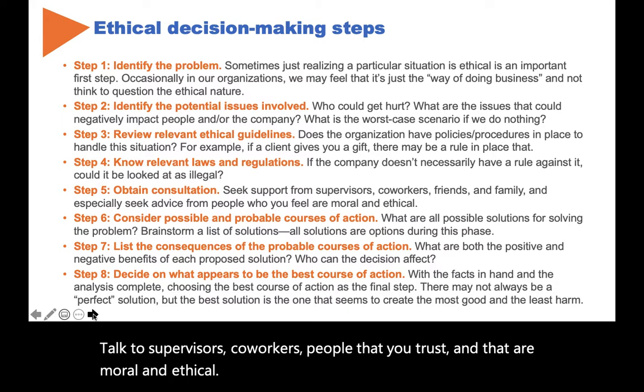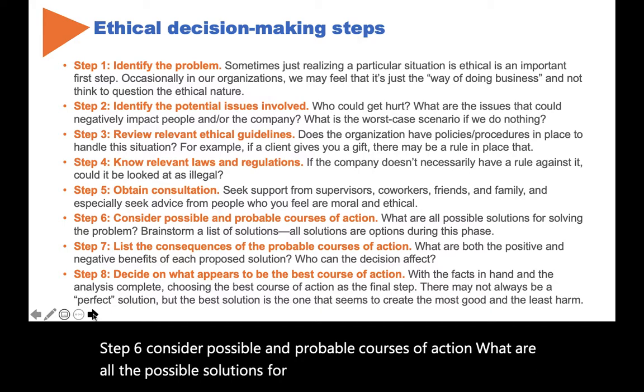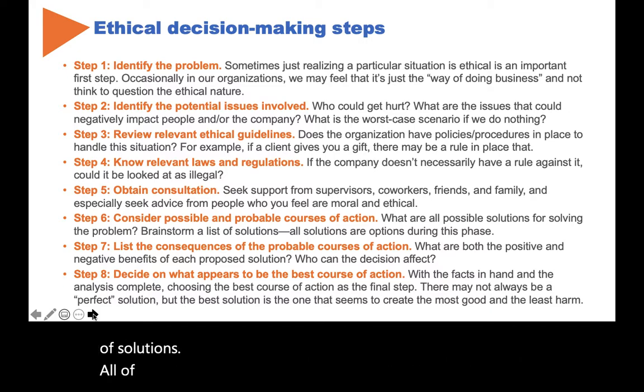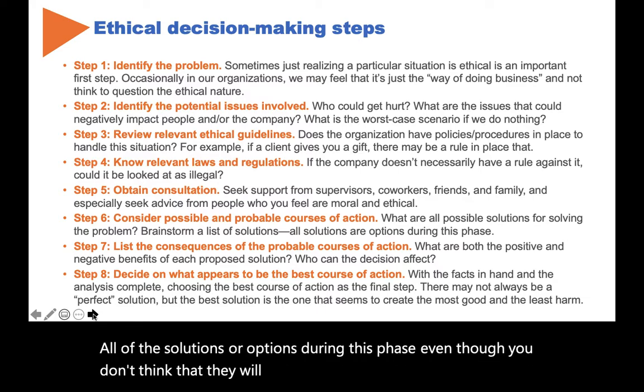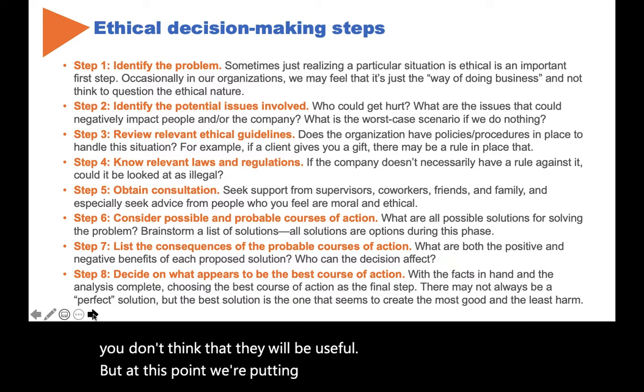Step number 6, consider possible and probable courses of action. What are all the possible solutions for solving the problem? Brainstorm a list of solutions. All of the solutions are options during this phase, even though you don't think that they will be useful. But at this point, we're putting everything on paper.